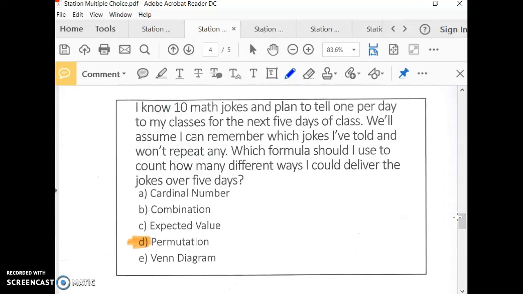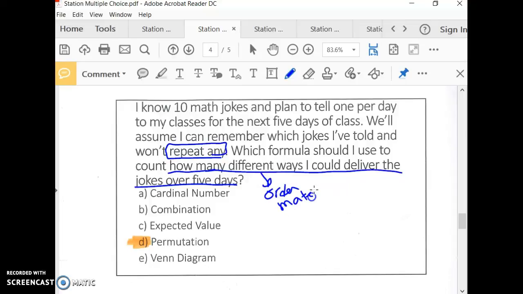On this one, permutation. So we'll assume I can remember which jokes I've told and won't repeat any. Which formula should I use and how? How many different ways could I deliver the 5 jokes? So when it says different ways, that means order matters, which is a permutation.